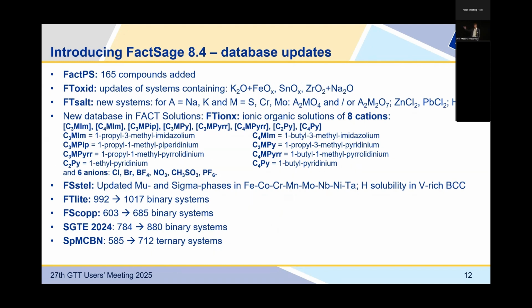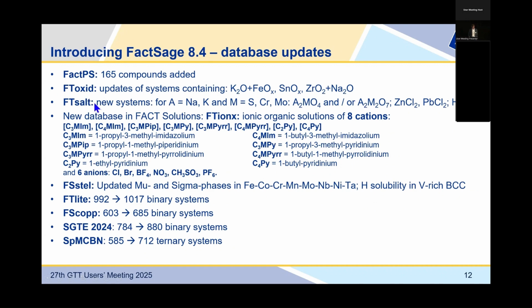As you know, if you go through the what's new in FactSage pages, these are always very long lists that have to be boiled down. So a few highlights on this slide. First of all, the FactPure substance database: 165 compounds are added. In the FToxide database, there's an update of the systems that contain potassium and iron oxide, the systems that contain tin oxides, and the zirconium and sodium containing systems.